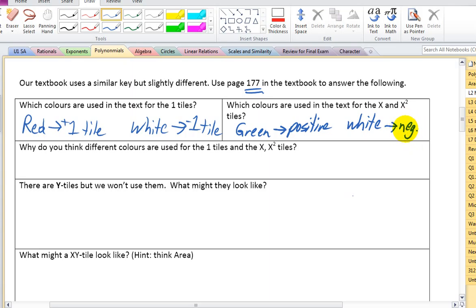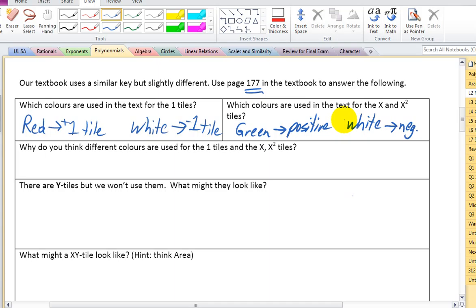Why do you think different colors are used for the one tiles, compared to the x and the x squareds? Like, why were they using red for the +1? I mean, what do you think? Because the one tile is the same shape as the x squared tile. But then how come you don't use the same colors? Because if you look at the x squared, it's still using green and white instead of red and white. What do you guys think? Just guesswork here. Yeah? They're both unknown.